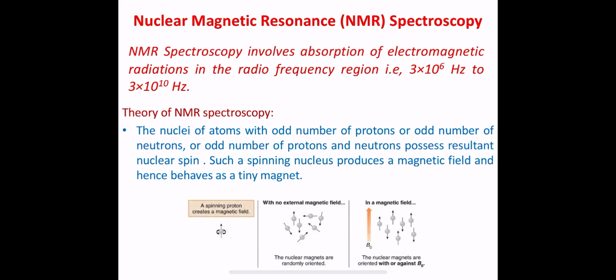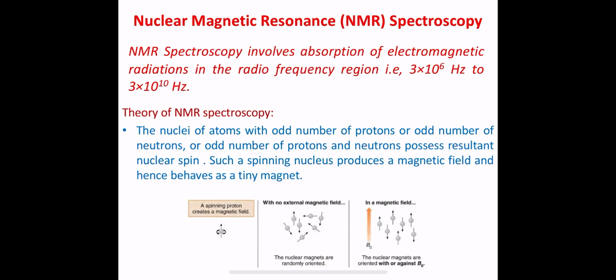This involves the absorption of electromagnetic radiation in the radio frequency region, that is between 3 × 10^6 hertz and 3 × 10^10 hertz. In this electromagnetic range, the organic compounds absorb the electromagnetic radiation, and that is recorded with the help of the NMR instrument. Absorption of radio frequency in the presence of a magnetic field results in a nuclear magnetic resonance spectrum.